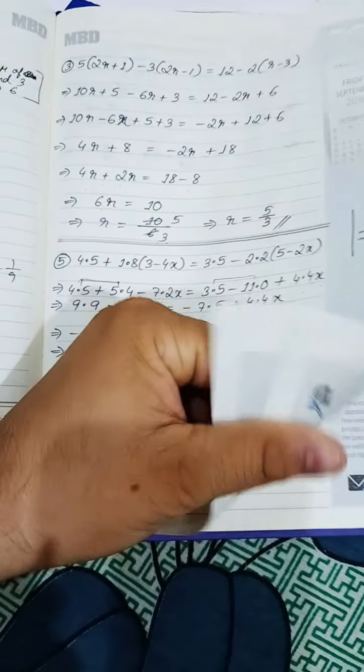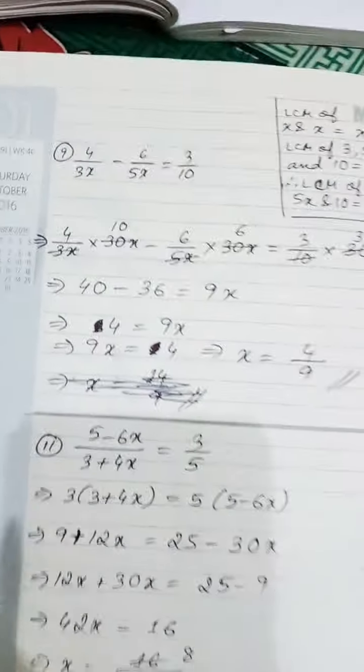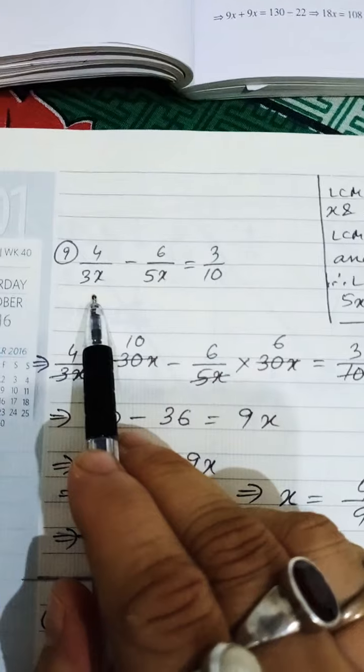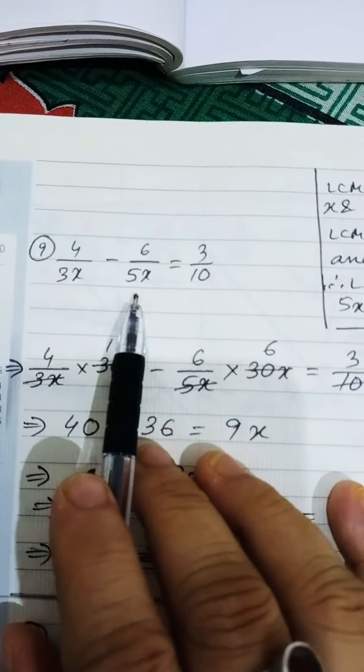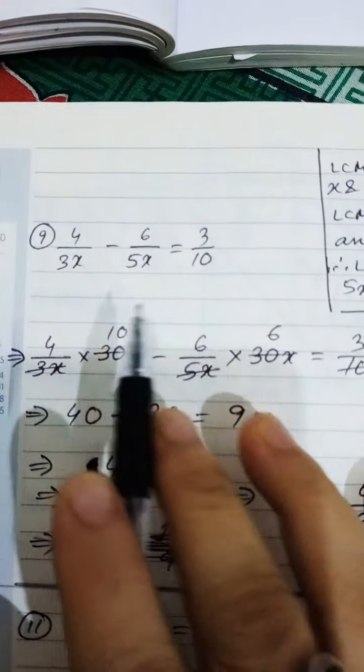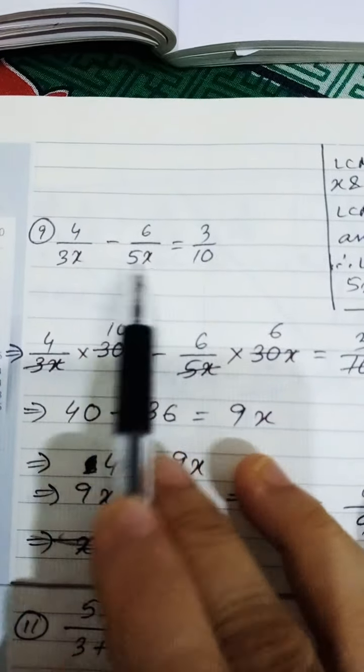Okay, next I take question number 9. It's of another type where the denominator has the variable. Till now you were getting variables in the numerator, but now you are getting the denominator as a variable. How to do this? I will take the LCM here also. I'll find the LCM of 3, 5 and 10, fine. But what about this x?